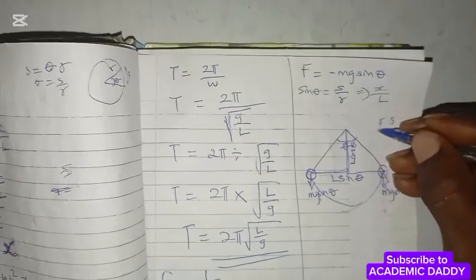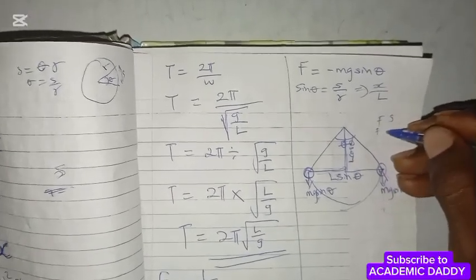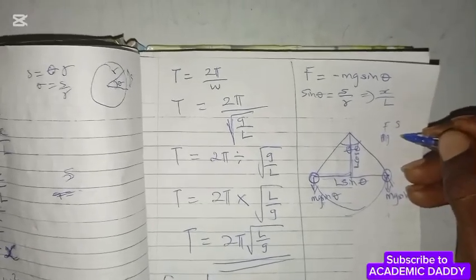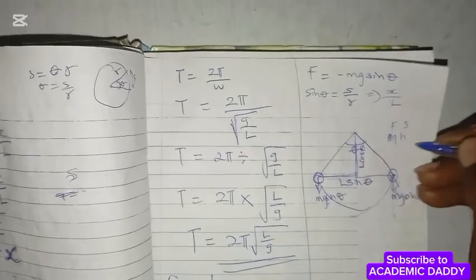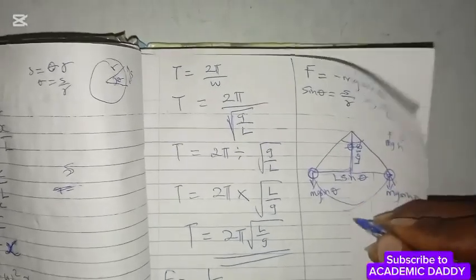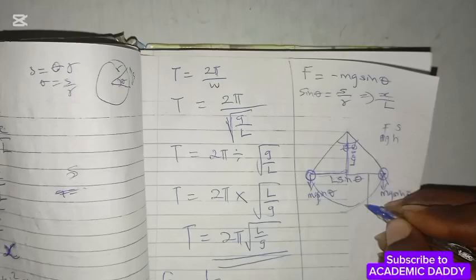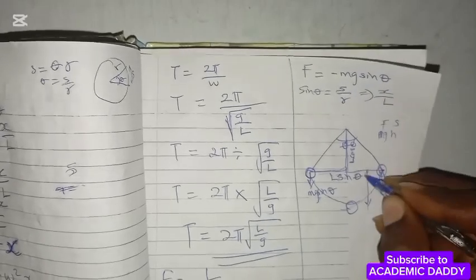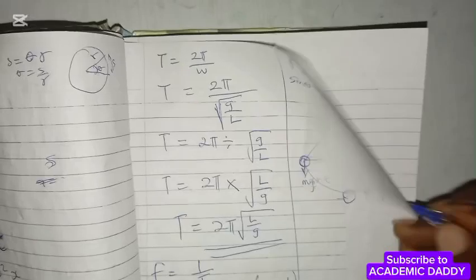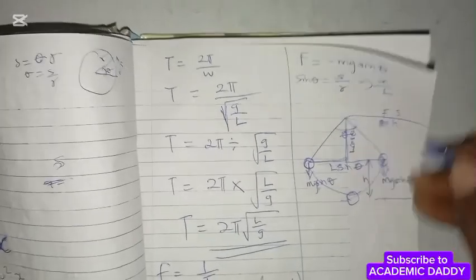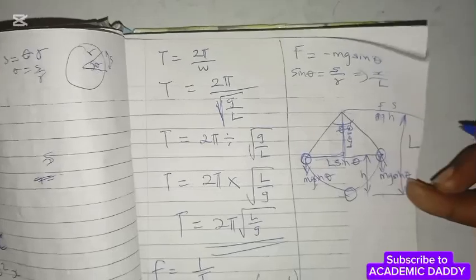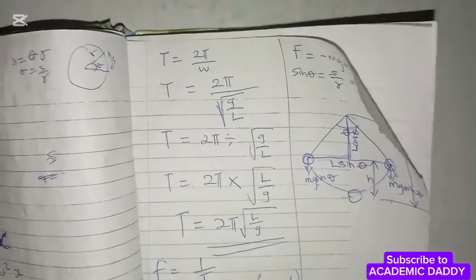Now that is the work done in this place. It is going to be force, that is mg for force, then times displacement, in that case it is the h, because it's happening at a height. So that means this point to this point becomes my h. Then that means that everything here from this end to this end is my L. So if I know that, thank you very much.